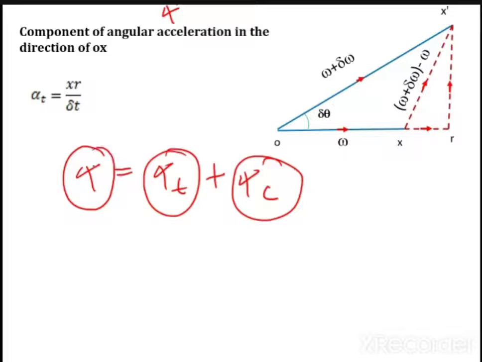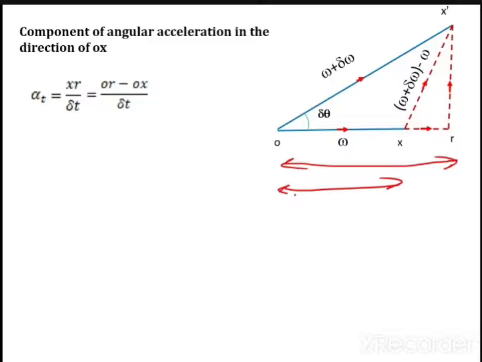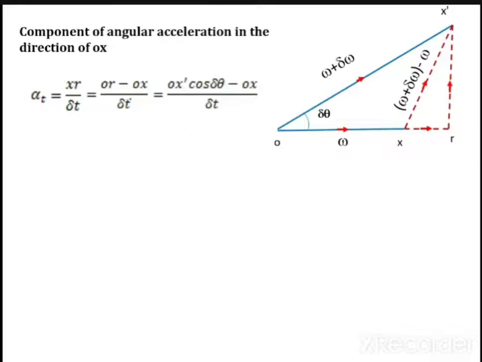I want to calculate alpha, the total angular acceleration. To calculate it, I have to calculate alpha t and alpha c. So I am interested in alpha, and I have got alpha t. But now, what is XR? XR is nothing but this total OR minus this OX. So it is OR minus OX upon del t. I am just doing a geometry. Now what is this OR?